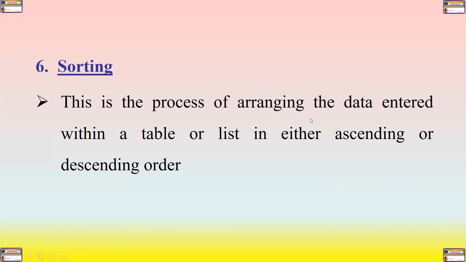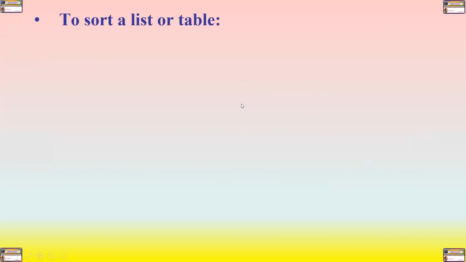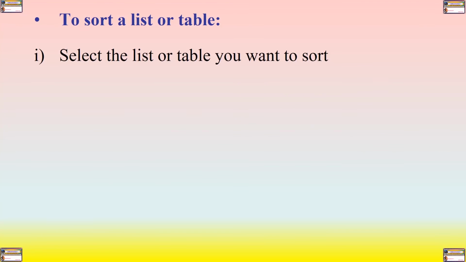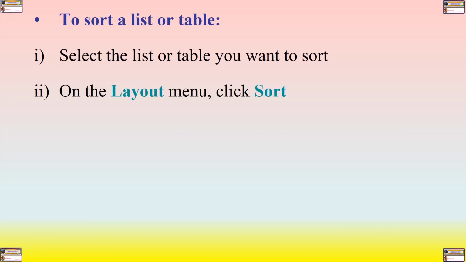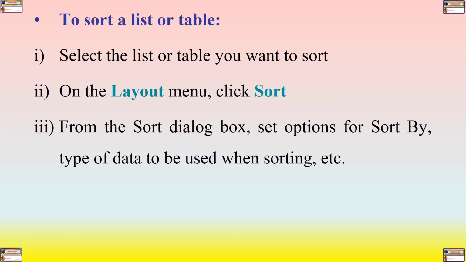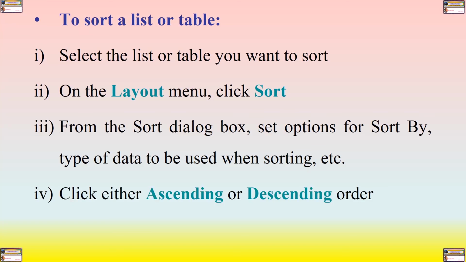Sorting is the process of arranging the data entered within a table or a list in either ascending or descending order. To sort a list or a table, you select the list or table you want to sort. Then on the Layout menu, click on Sort. From the Sort dialog box, select options for sort by, type of data to be used when sorting, amongst other options. Then click either ascending or descending order and click OK.